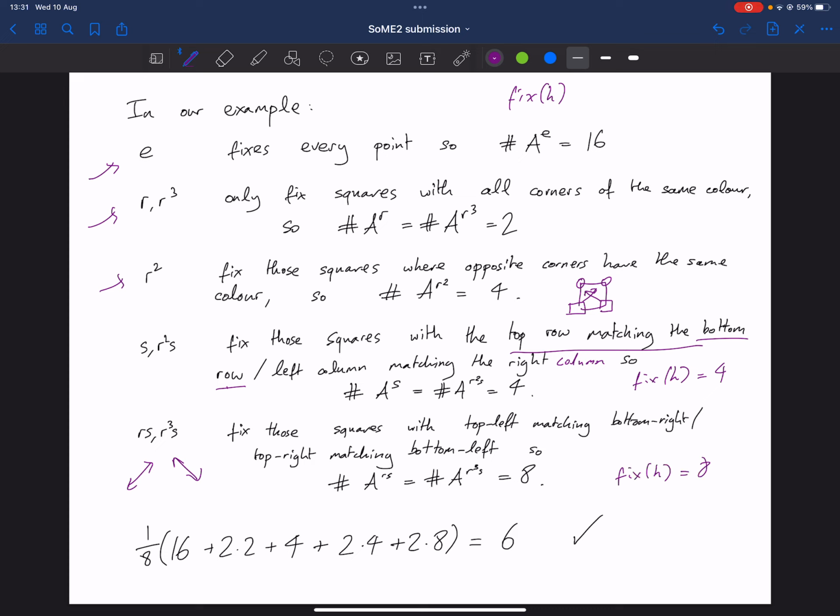Okay, and now if we apply our useful formula, we go through and add up fix of H. So we have 16, and then we have 2 lots of 2 because we have 2 elements of H, 2 lots of 4 and 2 lots of 8. Once we've added those up, we divide by 8, which was the size of H, and we end up with 6, which is the correct number of orbits in A.